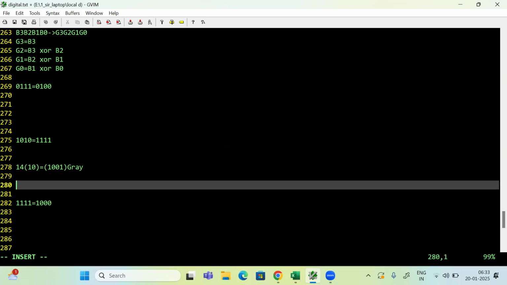So next time, if anyone asks binary to gray, what will you do? K-map. From binary to gray we have learned the K-map. If they ask gray coding, from the K-map you will do the gray coding. Clear? Anyone have any doubt? Okay, chalo, let's move on.